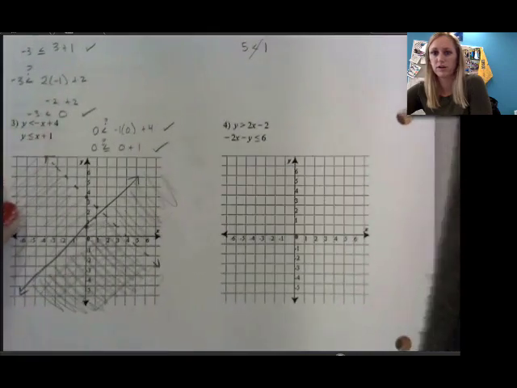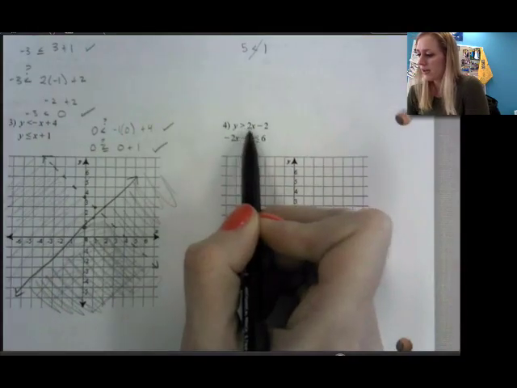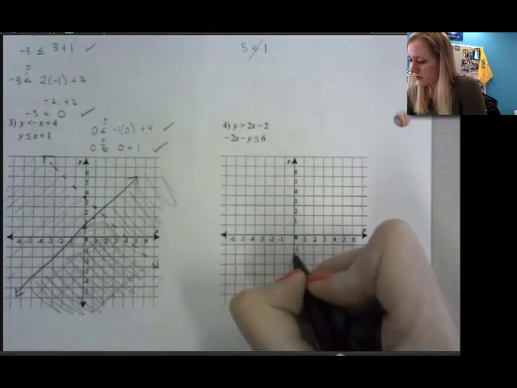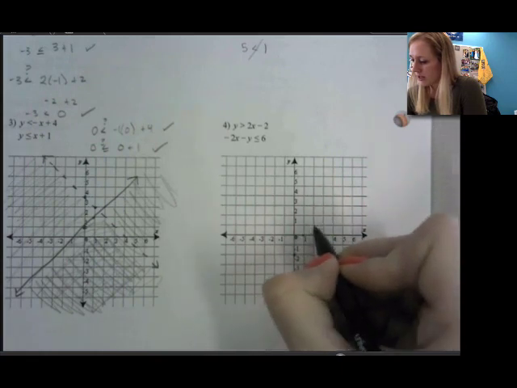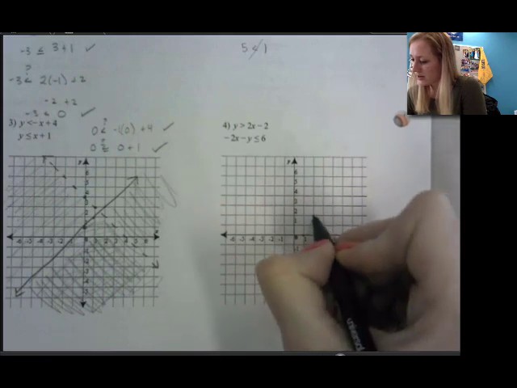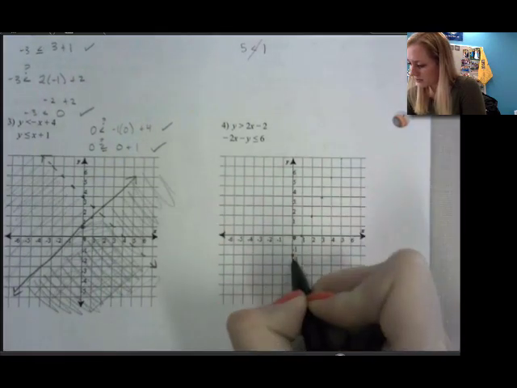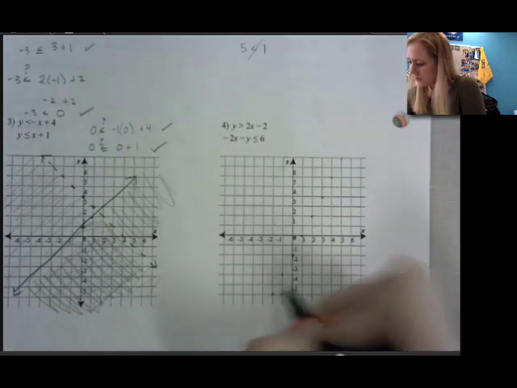All right. This guy has a y-intercept of -2 and a slope of 2, so up 2 over 1. And this one is a greater than, not greater than or equal to, so we are going to do a dotted line. I'm going to extend my pattern here to make it nice and accurate.